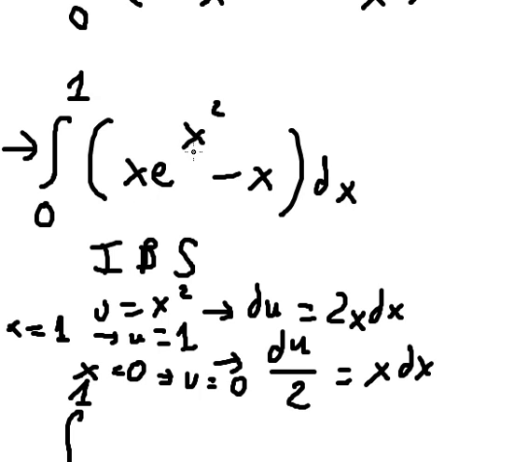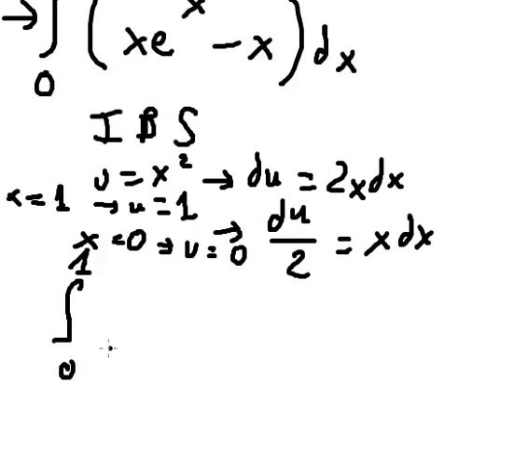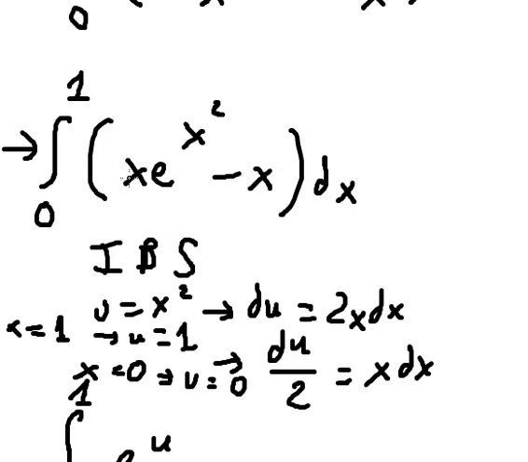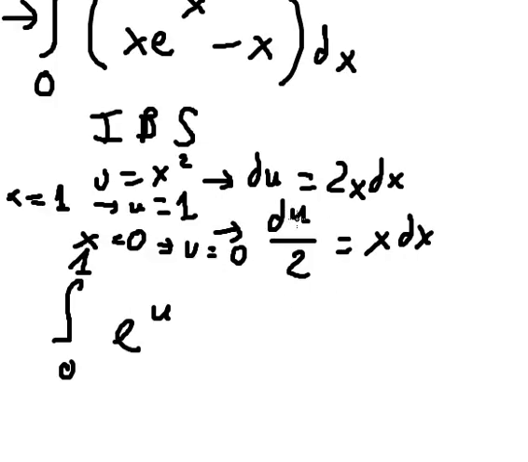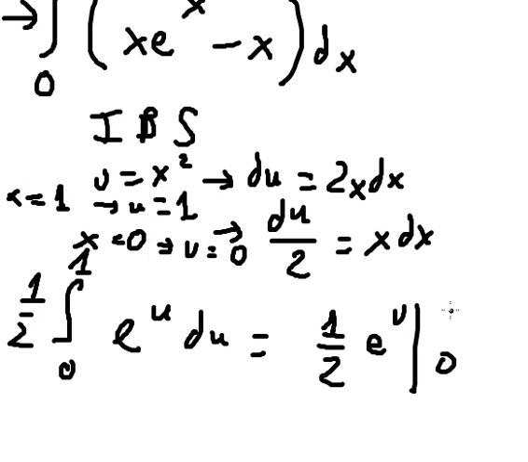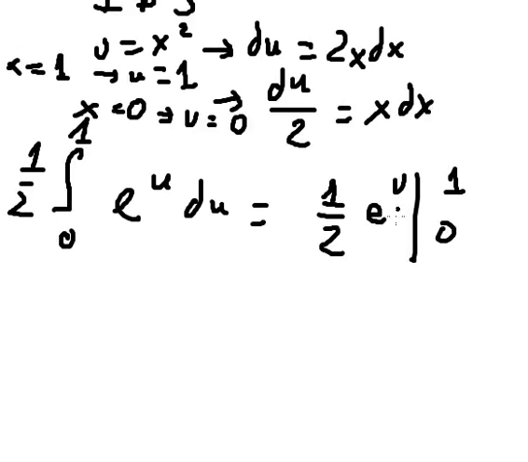And e to the power of x squared, x squared we change by u. X dx we change by du over 2. And this one we calculate, and we have like this. Now we put 1 and 0 in here.